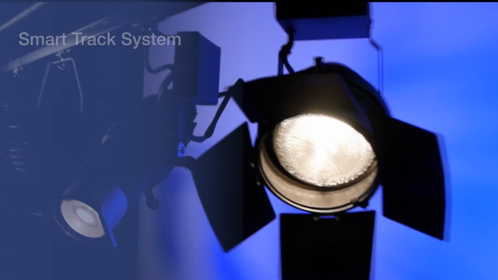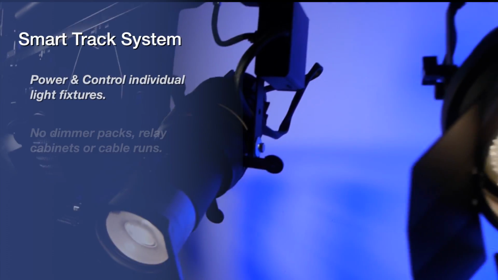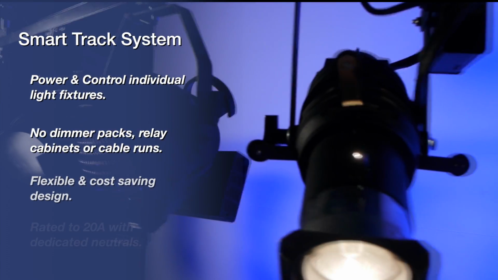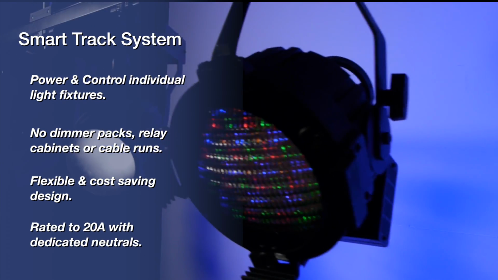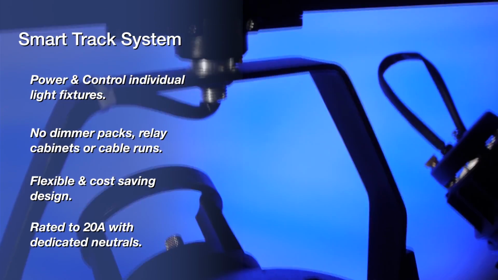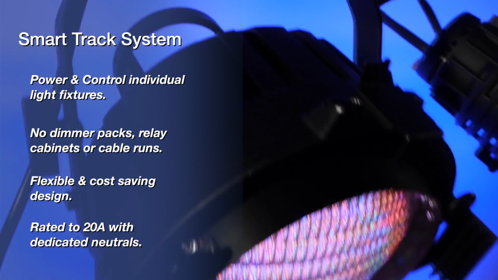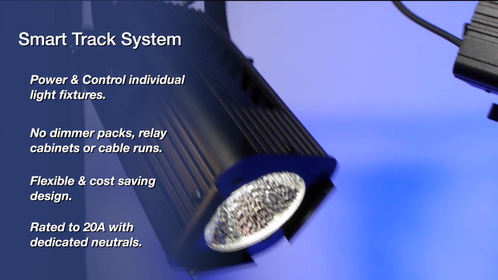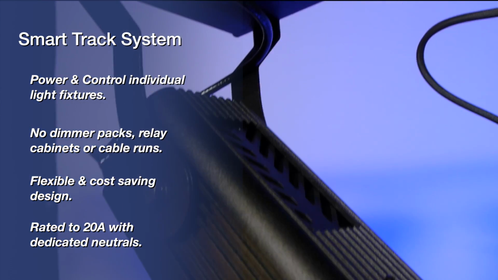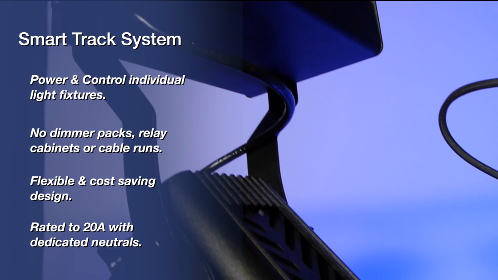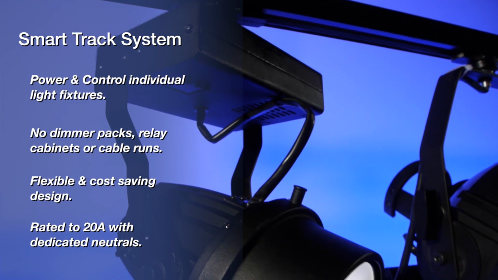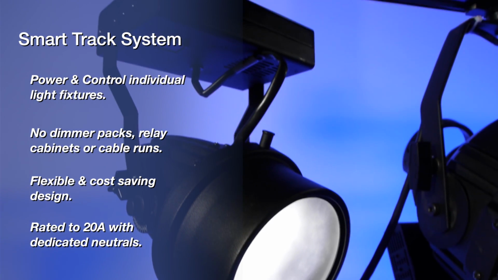I would like to introduce you to the SmartTrack lighting system by Altman. Altman's SmartTrack system is a revolutionary way to power and control individually addressable lighting fixtures without the need for dimmer packs, relay panels, and bulky cable runs. SmartTrack's flexibility and cost-saving design make it the solution for any application, including retail, museums, restaurants, houses of worship, and entertainment venues.